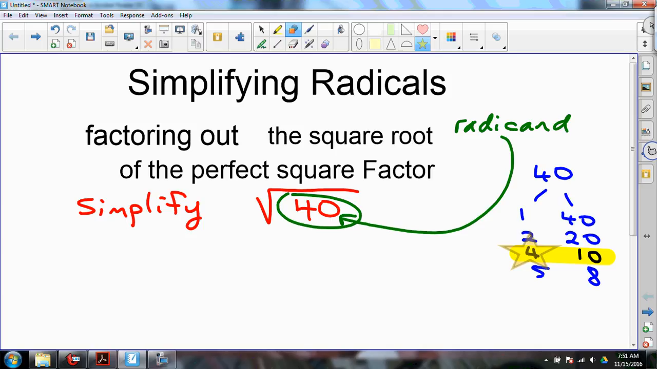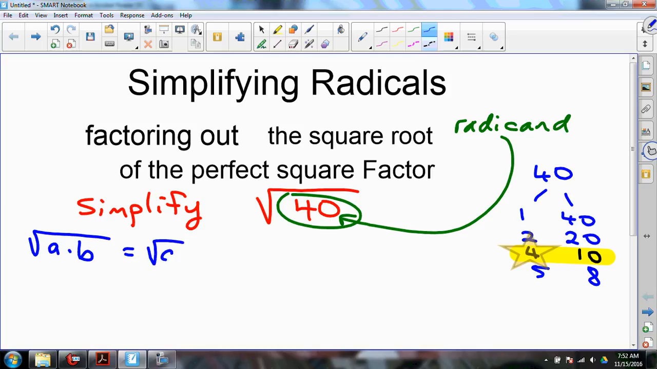Okay? So the magic behind this, it's driven by this property that we often overlook. This property says if you have the square root of the product of some things, that you can split up those things into individual products. That's called the product property. And it's really kind of the magic behind what happens when you go from the square root of 40 to what the answer is.